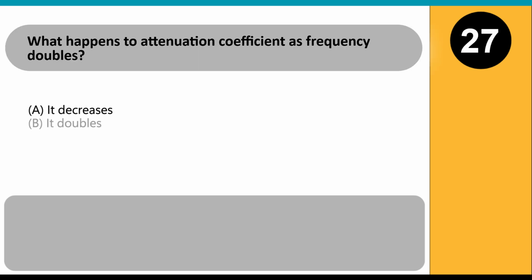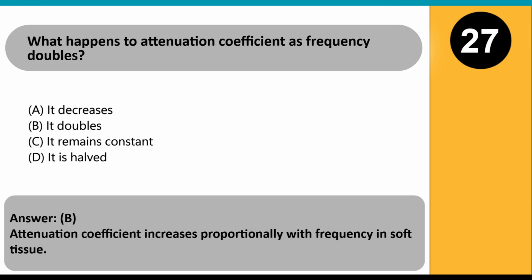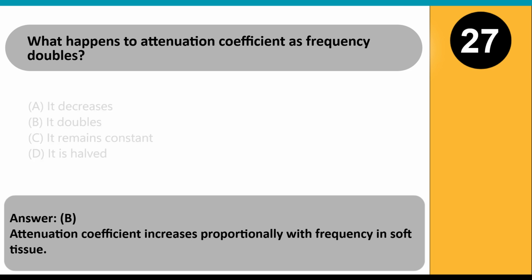What happens to attenuation coefficient as frequency doubles? A. It decreases. B. It doubles. C. It remains constant. D. It is halved. Answer B. Attenuation coefficient increases proportionally with frequency in soft tissue.